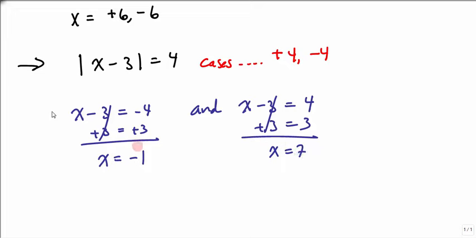Now let's go ahead and check this. If we plug a negative 1 in up here, negative 1 minus 3 is negative 4. The absolute value of negative 4 is positive 4, so that works. Over here, if I plug in a 7, 7 minus 3 is 4. The absolute value of 4 is 4, so it checks.